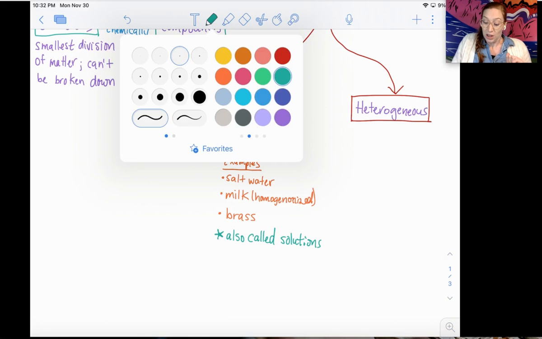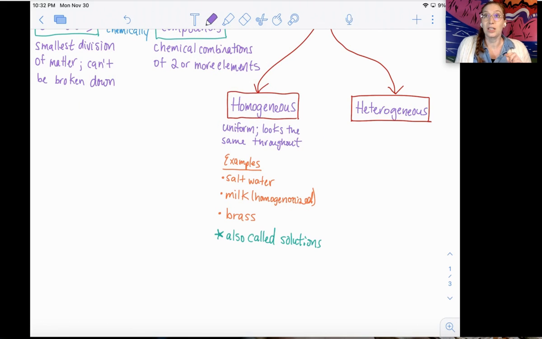Okay, looking at heterogeneous mixtures, these are going to be non-uniform in their composition, which means that they look different throughout the sample.